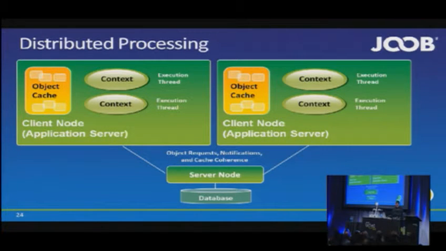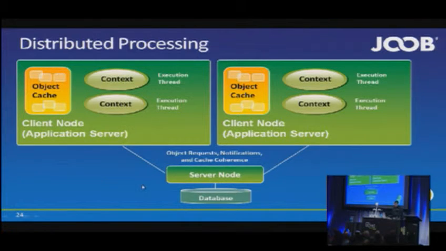So let's now move on into distributed processing, which is the fundamental paradigm of JOOB. What gives JOOB what it does. So until now, we have been talking mostly about modeling, static stuff. So what happens when we crank this system up? Who are the players? Who does what?